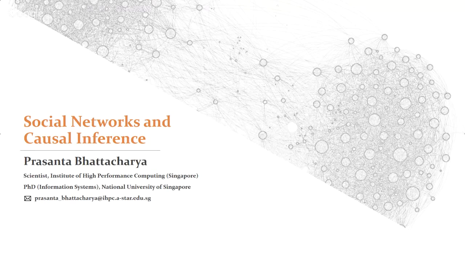My name is Prasanta Bhattacharya. I'm a PhD student at the Department of Information Systems and Analytics at AWS. I've very recently moved to the Institute of High Performance Computing. It's literally next door, where I work on high performance social tracks, if I might put it that way. So we have a team at IHPC where we work on understanding fundamental concepts of human behavior, particularly on digital platforms, through computational and experimental methods.